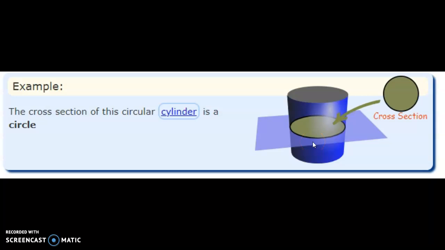But in how many ways can you cut through the cylinder? I mean, you could also cut it perpendicular to the two circular bases. So if that's the case, the shape would be different, right?